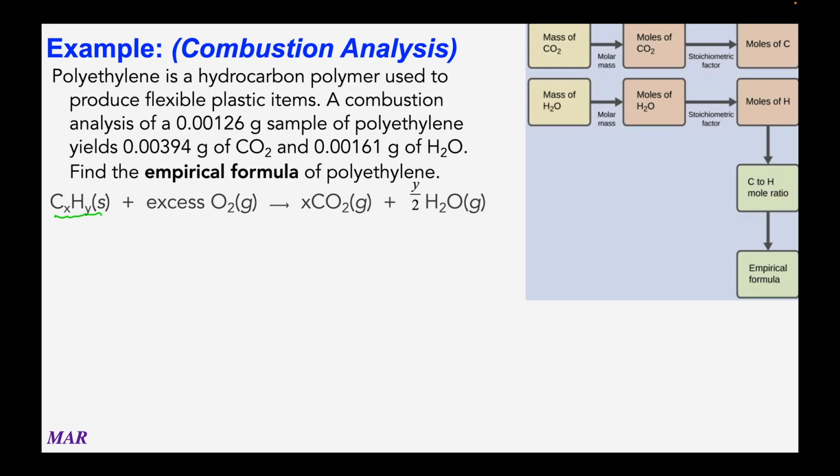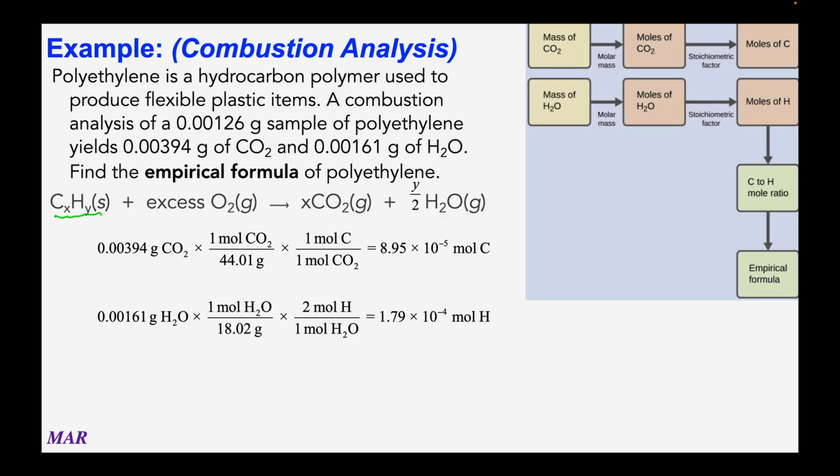Now, a formula is always mole-based, so if you see gram amounts, you've always got to turn them into moles. Moles of CO2 and moles of carbon are the same. One CO2 creates one carbon. But water has 2 hydrogens per water. So when you're going from moles of water to moles of hydrogen, you've got to multiply by 2, and I'll show you that here in a little bit. So again, grams to moles is the first thing, and then turn them into moles of carbon and moles of hydrogen. So in this problem, 0.00394 grams CO2.